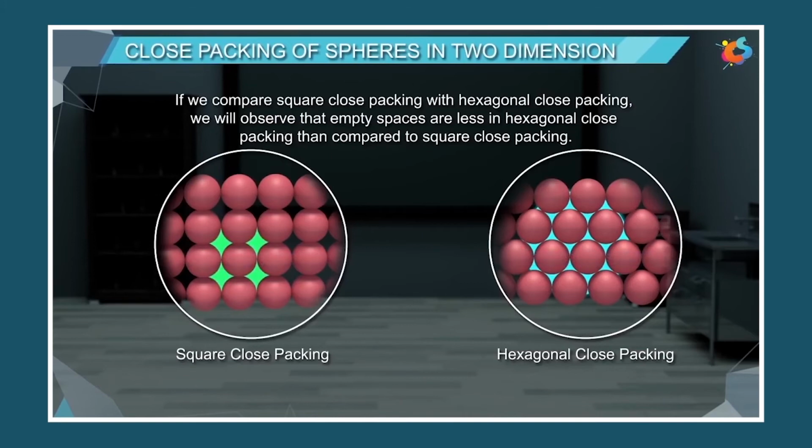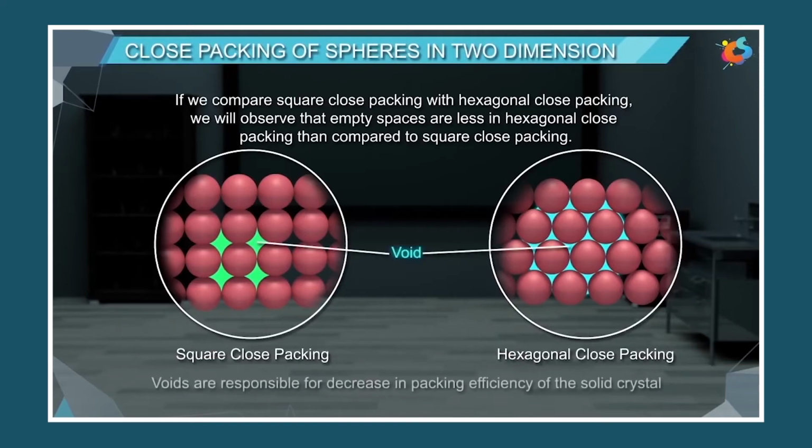Now, what are these empty spaces and what role do they play in packing efficiency? The empty spaces in between these spheres are known as voids. These voids are responsible for decrease in packing efficiency of the solid crystal. The more the number of voids, the less will be the packing efficiency.